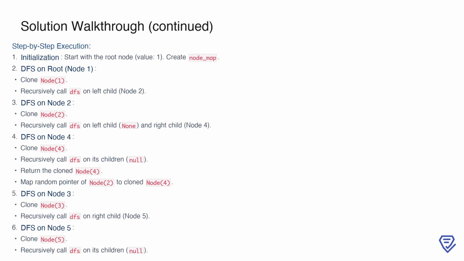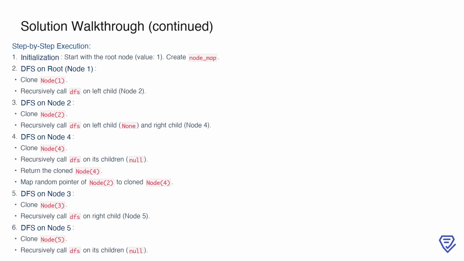To break this down further, the DFS traversal ensures that every node is cloned and its structure is replicated correctly. Starting from node 1, we recursively clone each child node and map their random pointers. For node 2, after creating its clone, we process its left and right children.